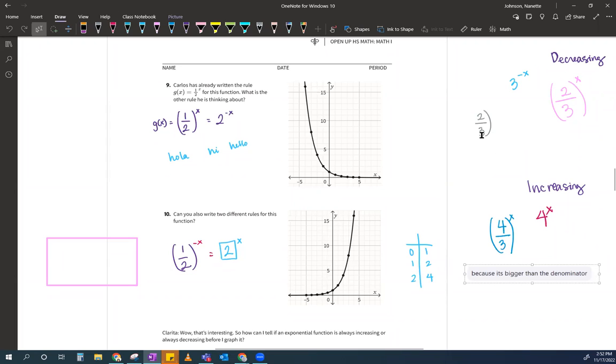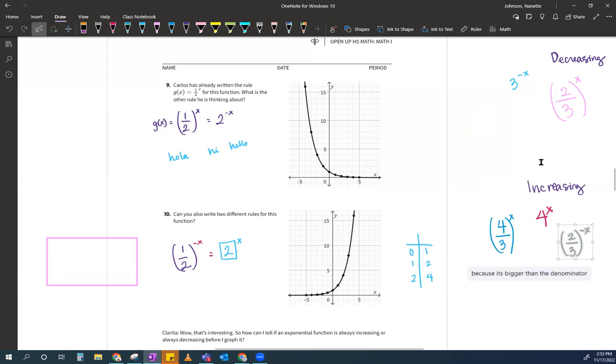Actually, 2/3, according to what Alfred said, would be decreasing. But then the negative x makes it switch sides to increasing. I know, I so tricked you. Just kidding. I didn't want to trick you, but I really do want to test you.